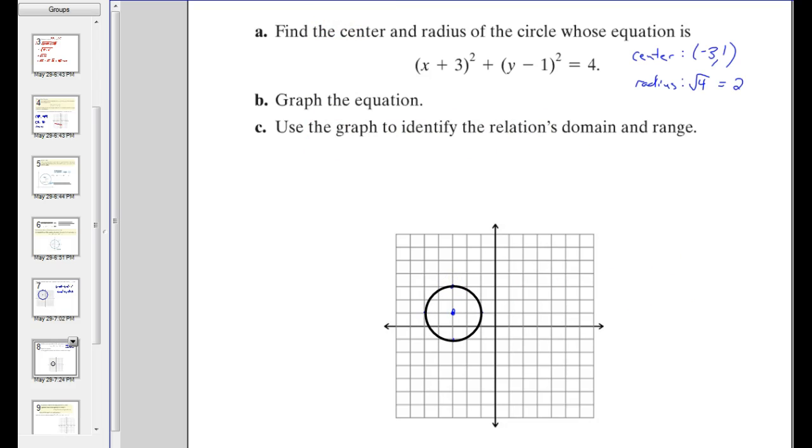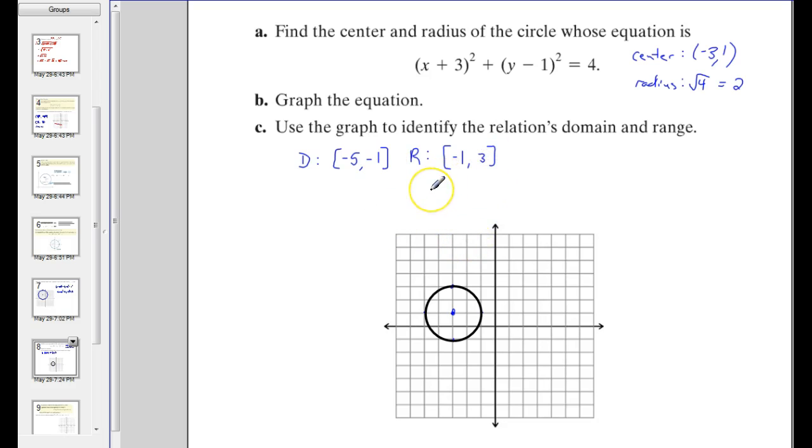Alright, and then it says use the graph to identify the domain and the range. So domain, we start from here and end up here as far as the x's go. So that's negative 1, 2, 3, 4, 5. So negative 5 to negative 1, and they're both included, so brackets on both. And then the range, this is the lowest y, so that's negative 1. 1, 2, 3 is the upper y. So negative 1, comma 3.